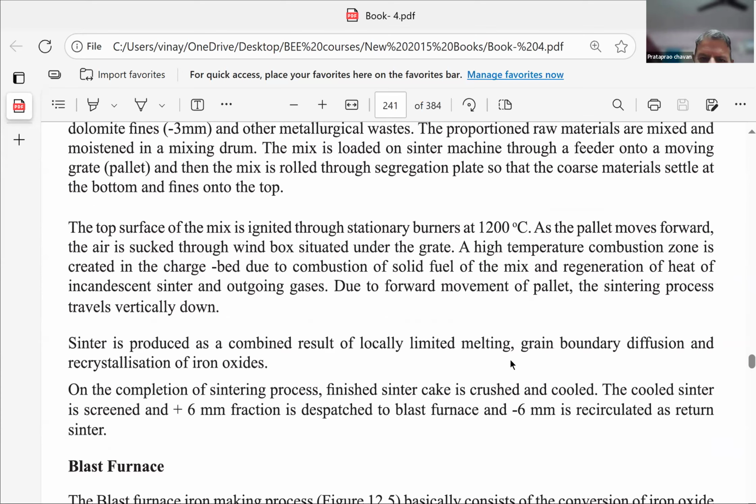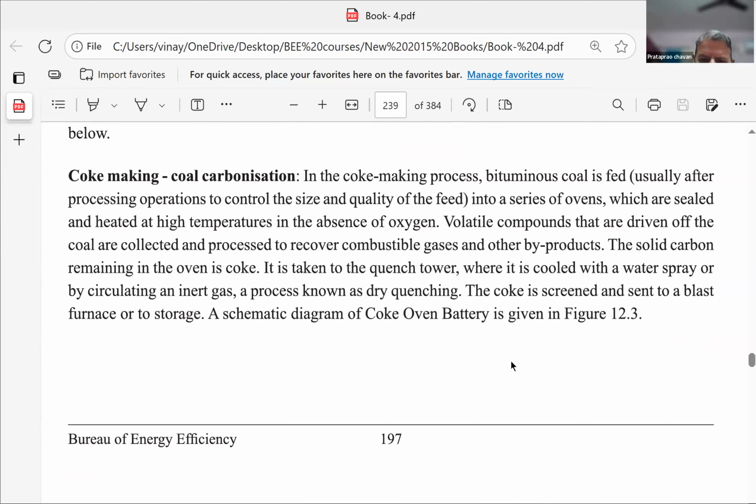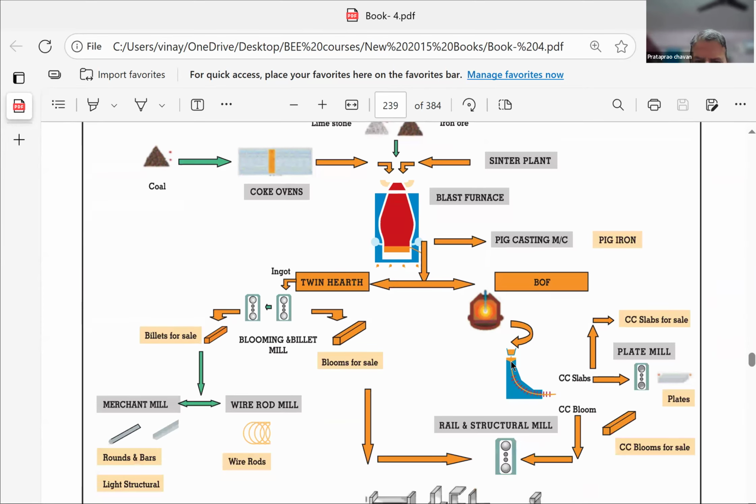Now, let us come back to the total plant. Yeah, this is the blast furnace. Now, this blast furnace output either goes to this furnace for refining, that means some refined types of steels which are required for plate mills and other purposes, CC slabs and all that. And part of it goes through twin hearths.